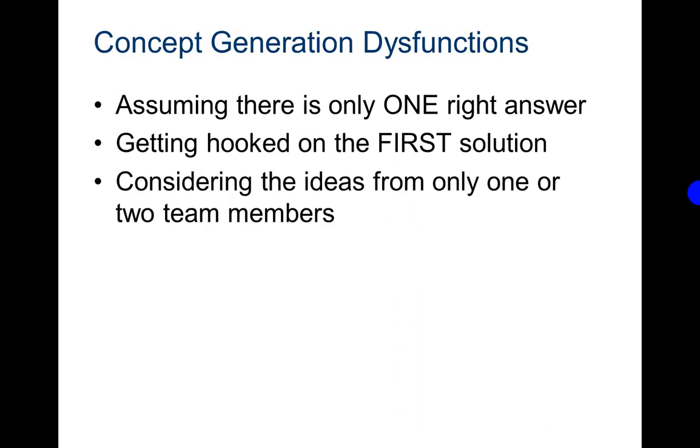All right, concept generation dysfunctions. These are things you do not want to do. You don't want to assume that there's only one right answer, or you don't want to get hooked on the first solution. If you get stuck on the first solution, go to some of those mind mapping techniques. And you don't want to consider the ideas only from 1 or 2 team members. Again, you want to write down everyone's ideas.